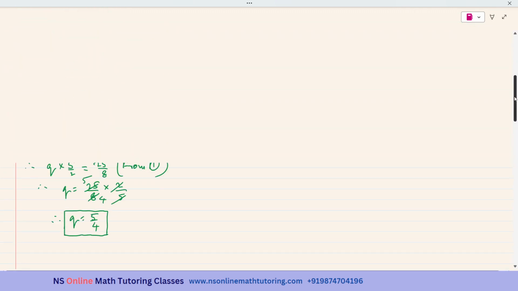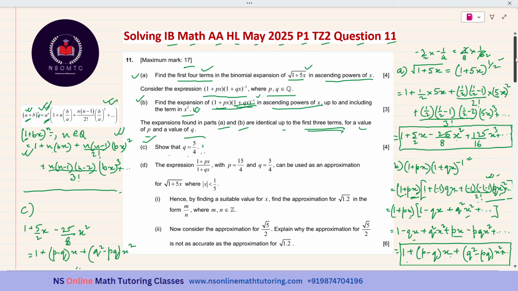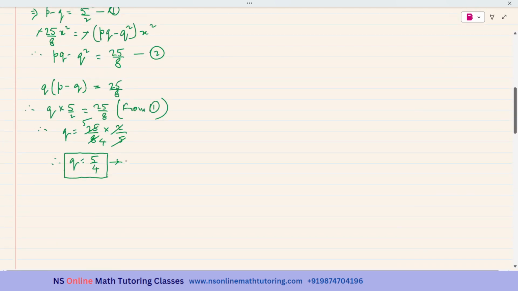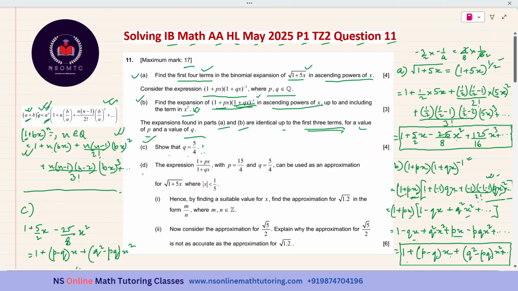Okay. So show that this is shown. Fine. So part D, the expression 1 plus px over 1 plus qx is the same as 1 plus px times 1 plus qx raised to the power of negative 1. Okay, this one and this one, they are exactly the same.